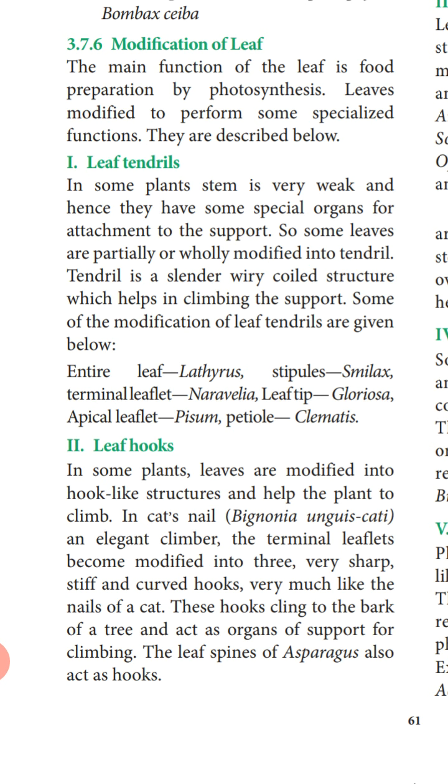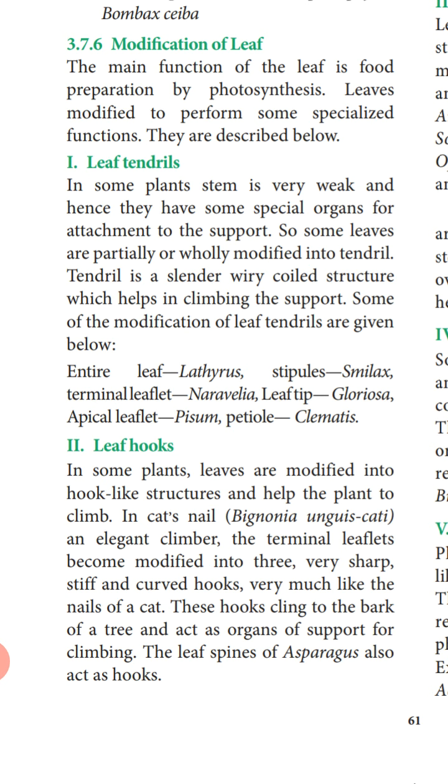In some plants, we can find that leaves are modified to perform additional functions. They give support to the plant, they protect the plant, or they act as a trap for the nutrients required for the plant. So there are some specialized structures seen in the leaf that we are going to study in this modification of leaf. Different modifications we are going to study here.